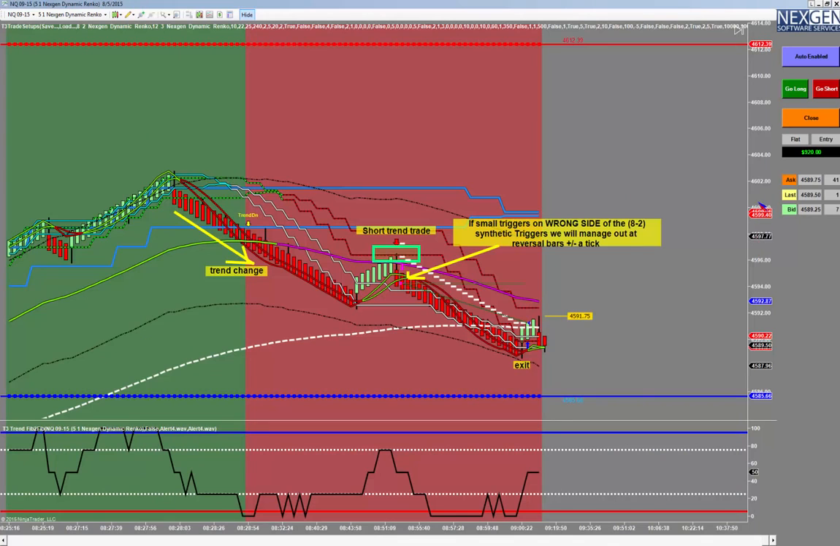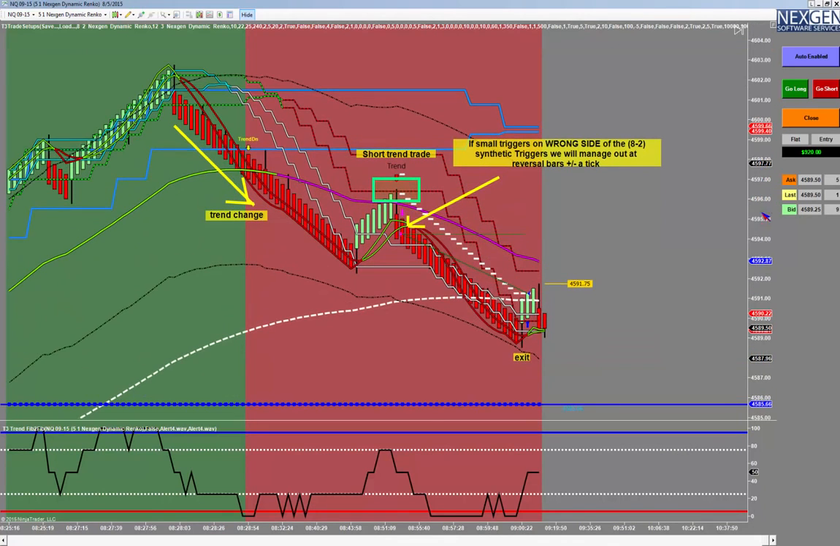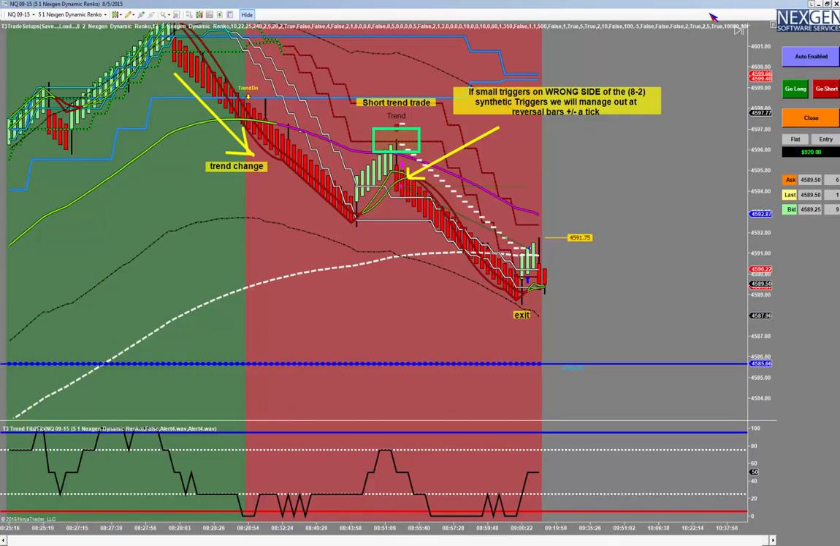All right, so only looking at one chart, what do we have? I mean, obviously we had a trend trade short there, right? And we got to the outer band, but more importantly, we were on the wrong side of our 8-2 triggers, and that's why the management happened.